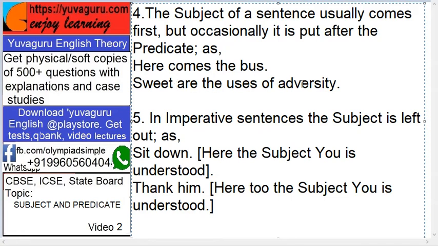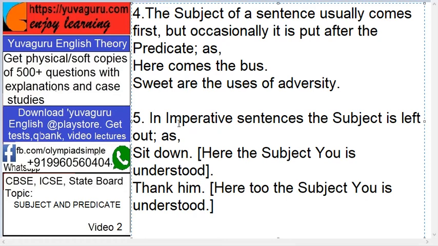Sweet are the uses of adversity. Adversity is the subject and sweet are the uses is the predicate. So this is again a passive one. How can you make this active, or reverse it, making the subject first? It will be: the uses of adversity are sweet.